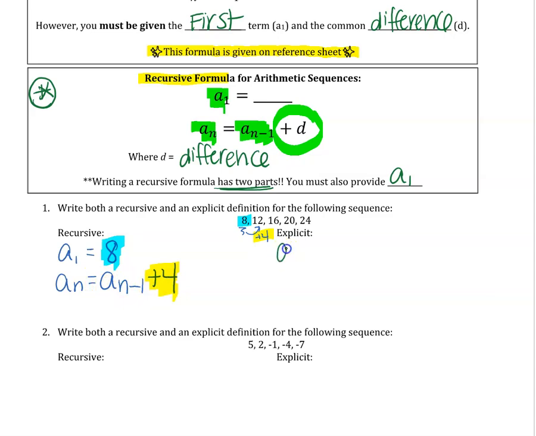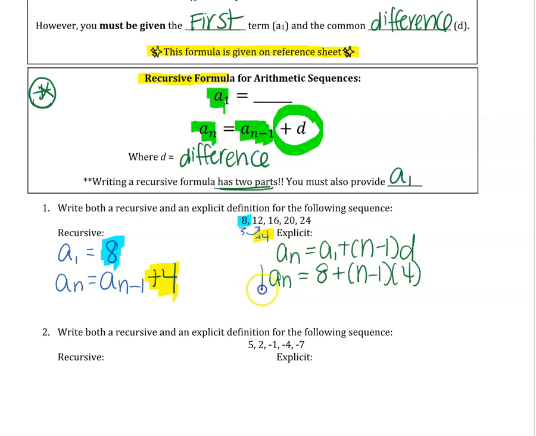Explicit formula, I'm going to write down my general formula. Okay, now let's substitute in what we know. I know the first term is 8. And I know the common difference is 4. Notice how I'm using parentheses because that's implying multiplication. And that's going to be really important when D is negative. All right, so you can either leave it here, which is 98% of the time how I leave it.